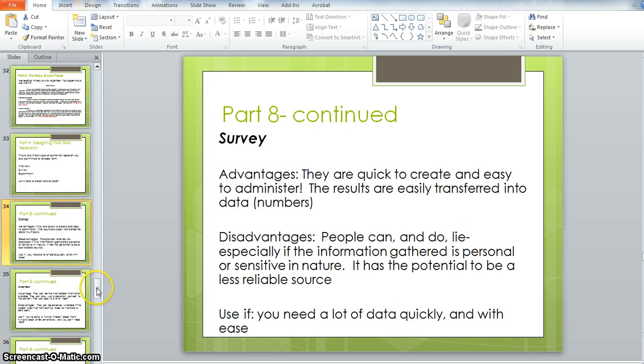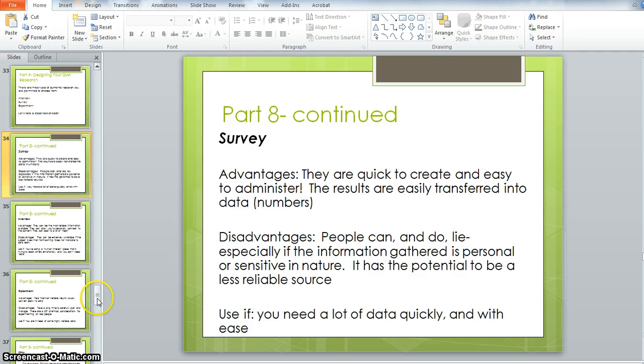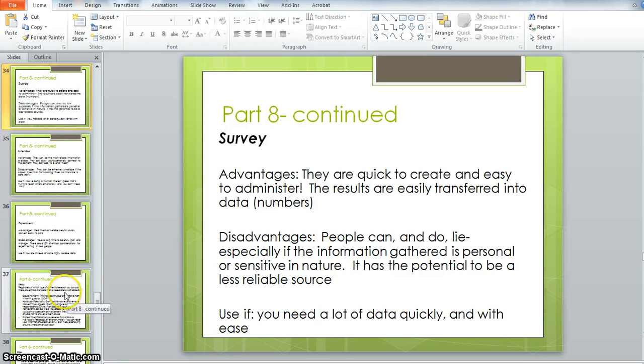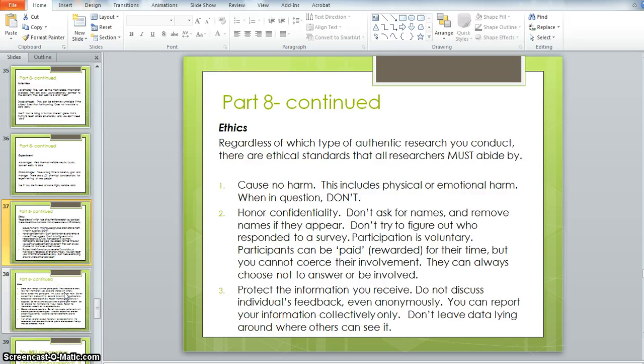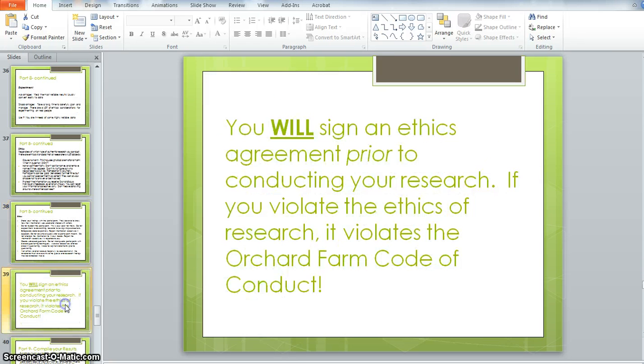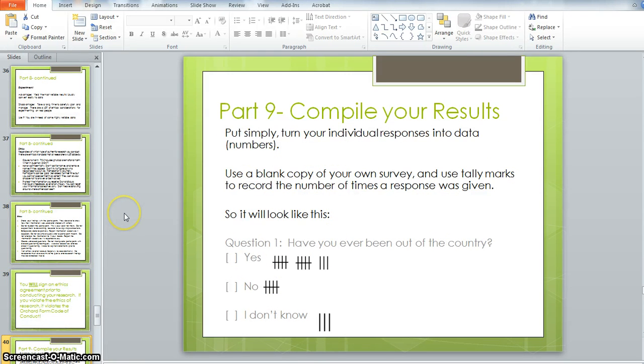If for some reason you did decide to do the interview or the experiment, then you can pretty much stop listening at this point and spend your class time today working on your interview or your experiment. If you did the survey, that's what we're going to go ahead and talk about today. So we kind of went through the ethics of the survey. So we're gonna go ahead to compiling your results.